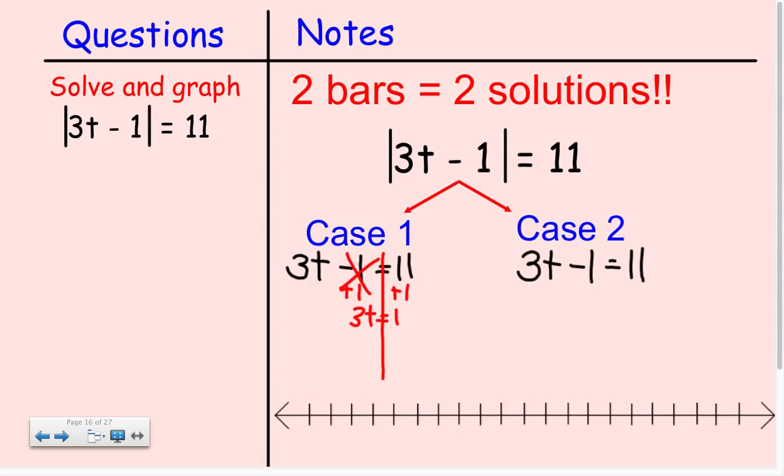3t equals 12, break up my couple. I end up with t equals 4. Let's see if that works. 3 times 4 is 12. 12 minus 1 is 11. That one works.